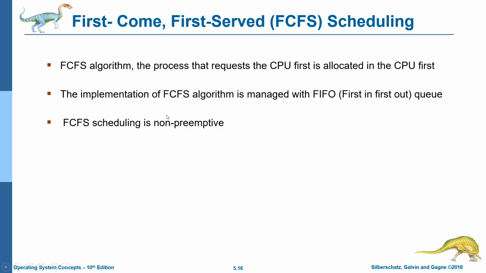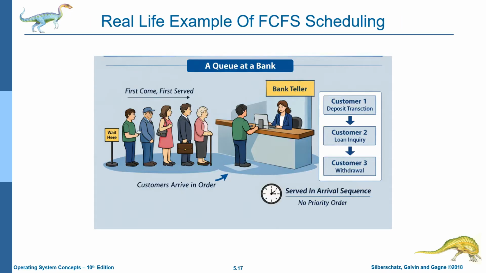We should also know that FCFS scheduling is non-preemptive. That means the operating system cannot forcefully stop the execution of a process. It will be completed and then release the resources, or maybe it will wait for an IO device, so it will be sent to the blocked state.